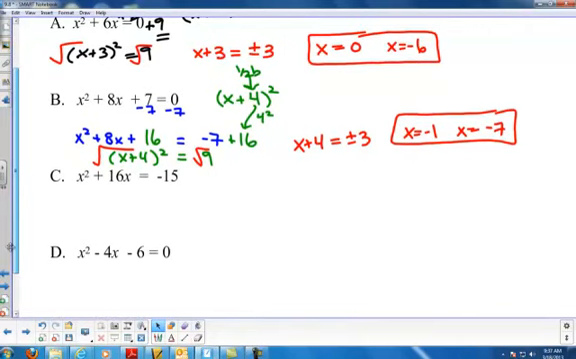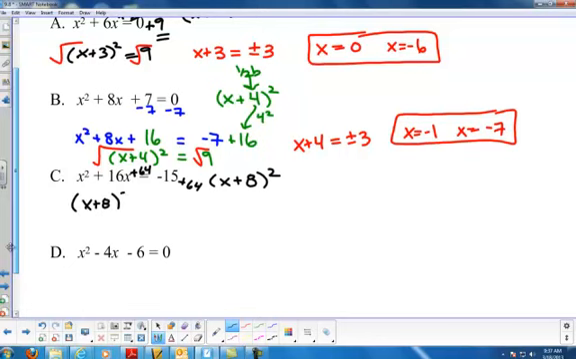In C, we've got a 16. So I know that my factored form is half of 16, which is 8. That means I have to add a 64, because that's what 8 squared is, to both sides. So I have x plus 8 squared equals 64 minus 15, which is 49.